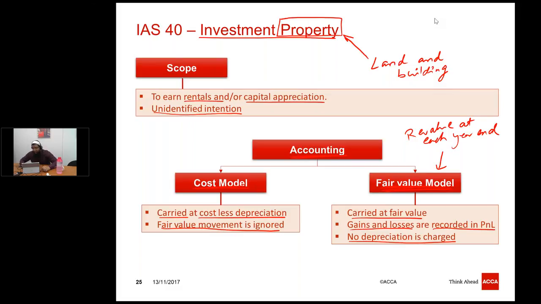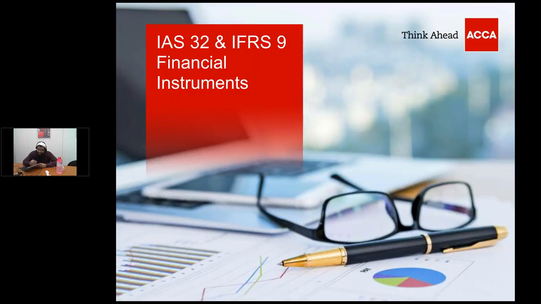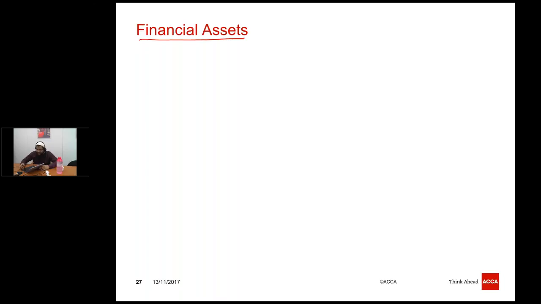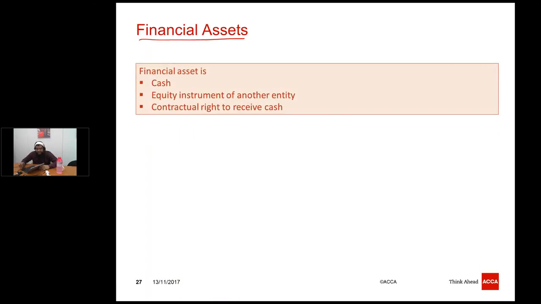Okay, now let's move towards financial instruments. We are discussing IAS 32 and IFRS 9, financial instruments, one of the important areas of paper F7. Let's start discussing the financial assets. What is a financial asset? A financial asset is cash. Cash is a financial asset irrespective of the currency. If it is dollars, rupees, pounds, euros, yen, everything is a financial asset.